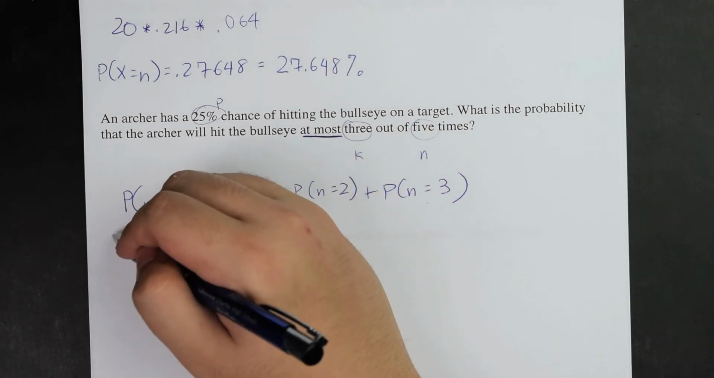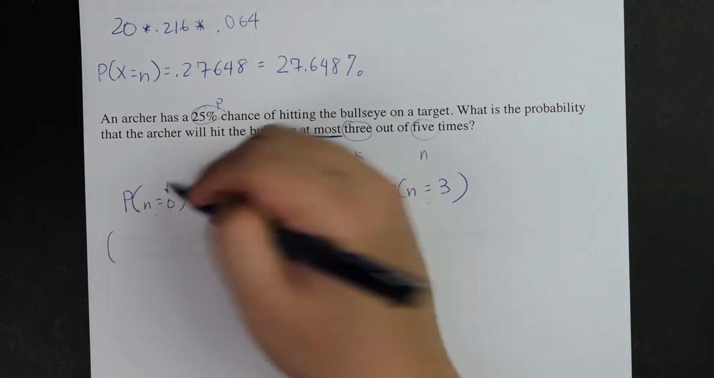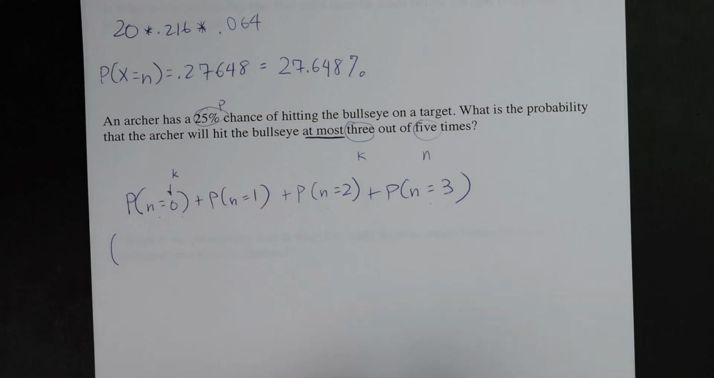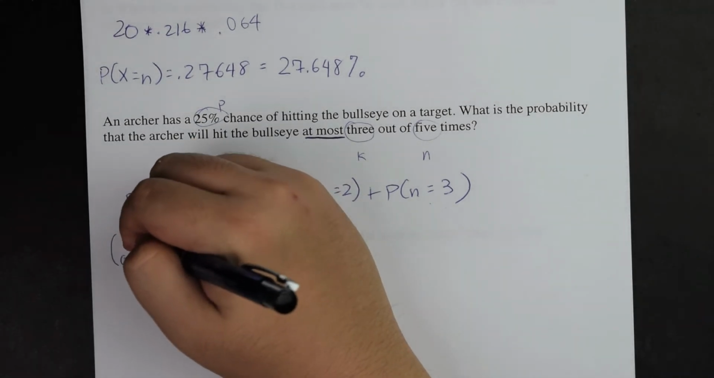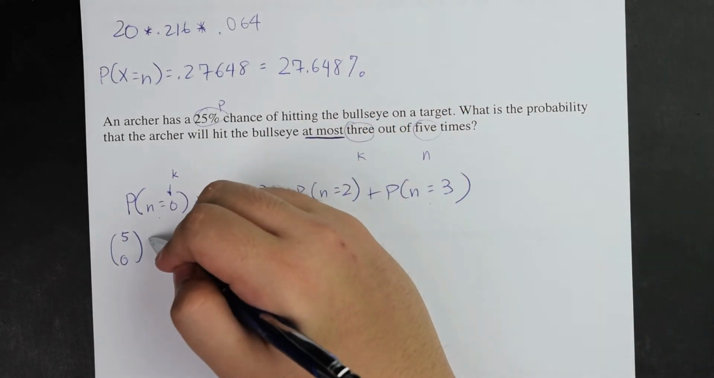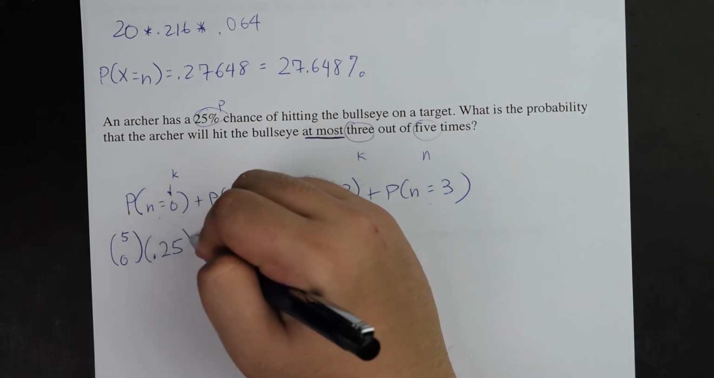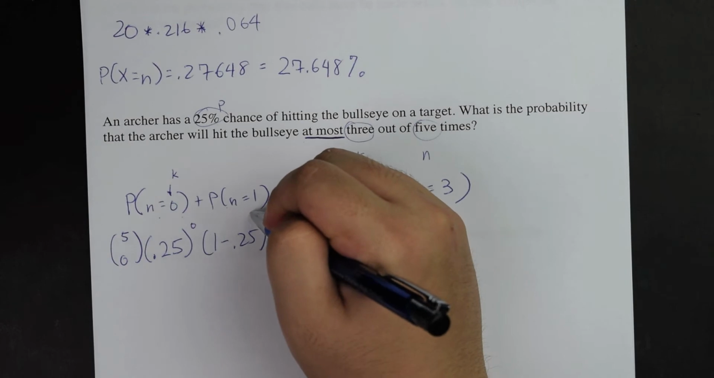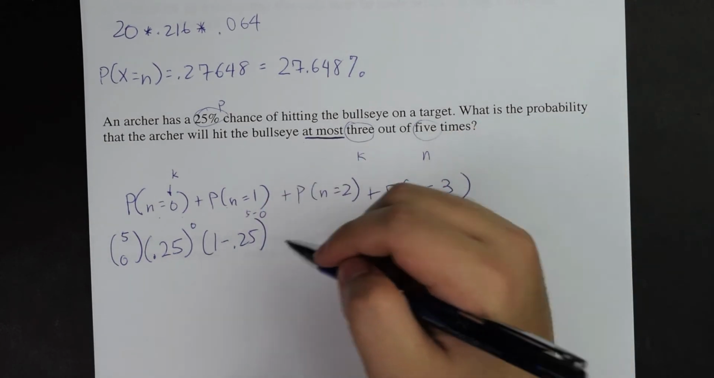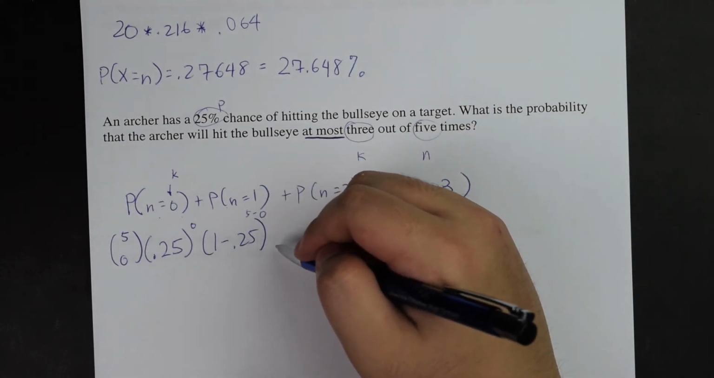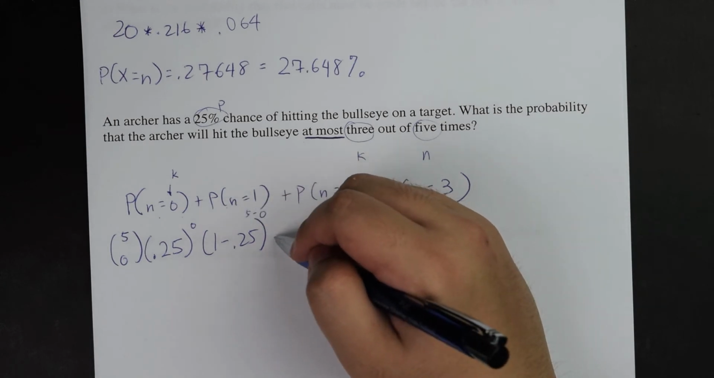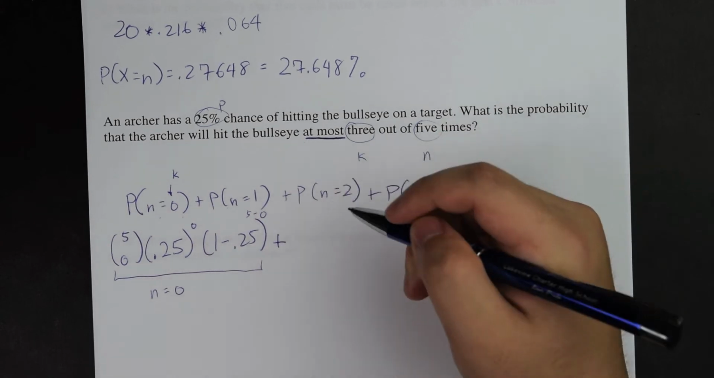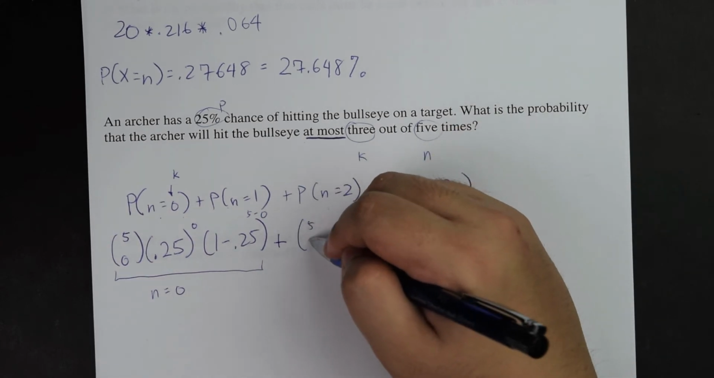So because n equals 0, that means that this value right here that I indicate are going to be all my cases. So either he got 0 bullseye, 1 bullseye, 2 bullseyes, 3 bullseyes. So it'll be 5, 0. And I said my probability is 25% or 0.25 to the 0. And so we have 1 minus 0.25 to the 5 minus 0, which is going to be 5, but just for the sake of this, I'm going to go ahead and break it down. So for n equals 1, so this is when n equals 0. Plus, when n equals 1, I will continue doing this.